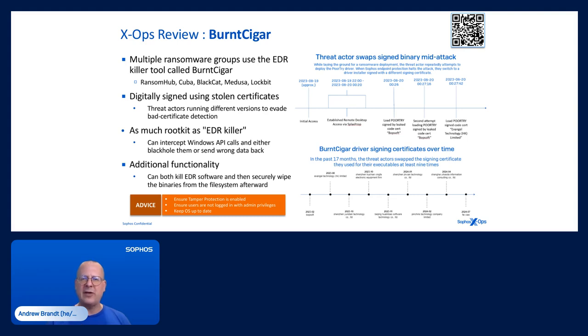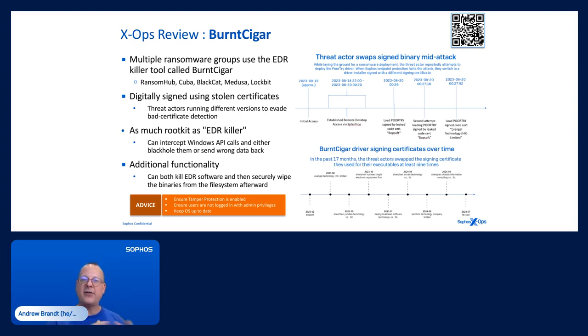Among the features that we discovered in this latest version of Burnt Cigar is that it is intercepting more than 20 Windows API calls, which are very low-level instructions that go between the operating system and applications that run on the operating system. And it will either send those API calls into kind of a black hole where no response is ever received by either the program or the operating system, or it will actually inject wrong information in there as a way to conceal itself, as a way to prevent EDR software from removing it.